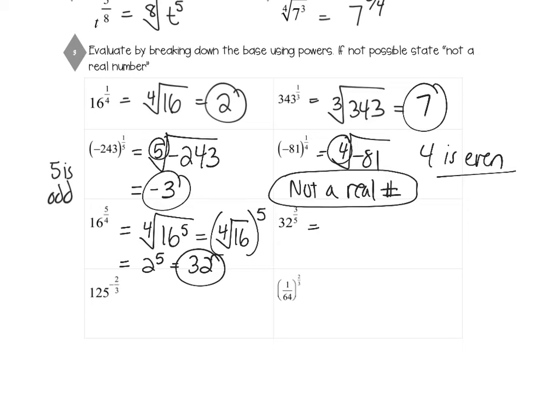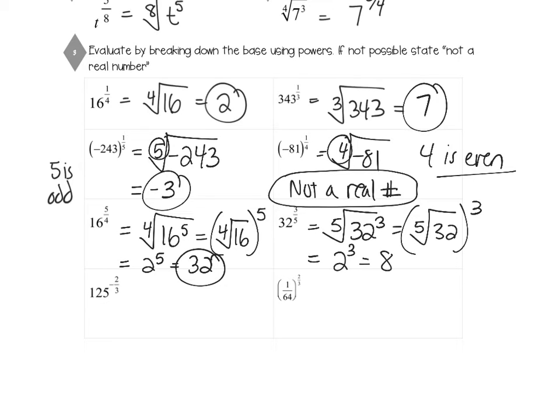So 32 to the 3/5. Let's try this one. This is the same thing as the 5th root of 32 to the 3rd power. Okay? But it can also be written as the 5th root of 32, and then the entire thing is raised to the 3rd power. Well, the 5th root of 32, if you multiply it out enough times, is 2. And 2 to the 3rd power is 8. So our final answer here would be 8.